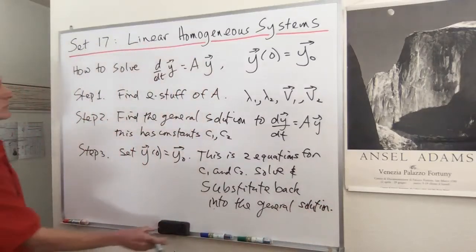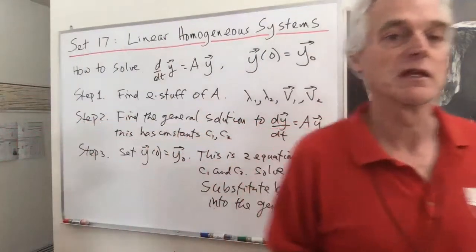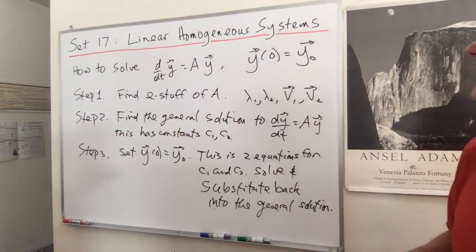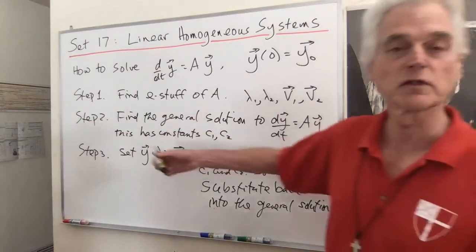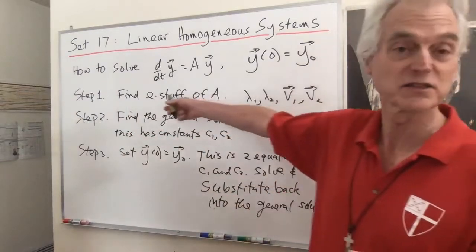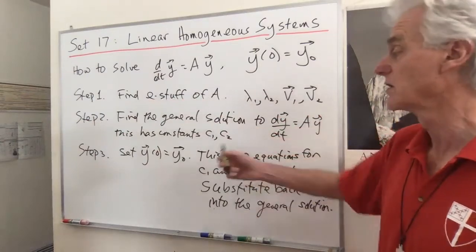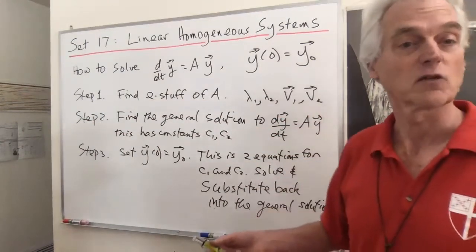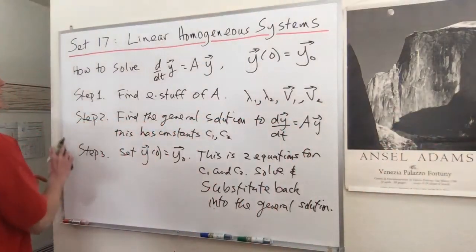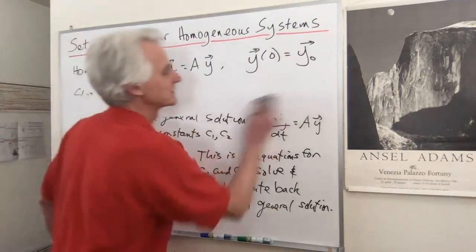Okay. So it's very similar to the technique we had for a second order single ODE. There, for a single ODE, we'd find the characteristic equation. We're going to get a characteristic equation for the matrix here. We get the general solution, which had constants C1 and C2. Plug in the initial conditions, you get equations for C1 and C2. All right, so I want to be more specific about how to find the general solution.